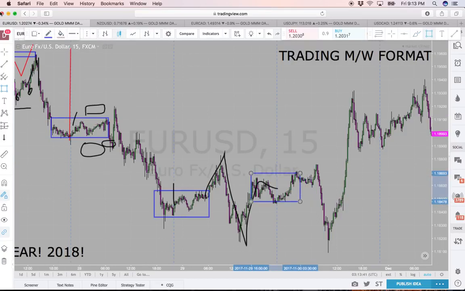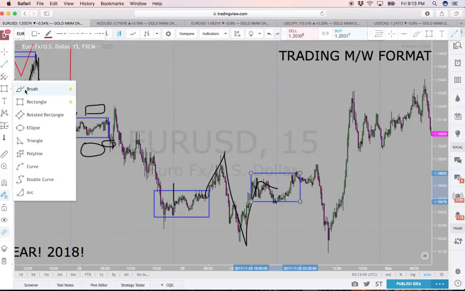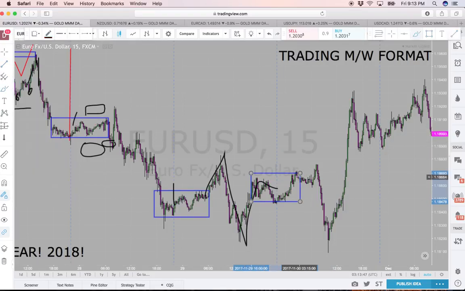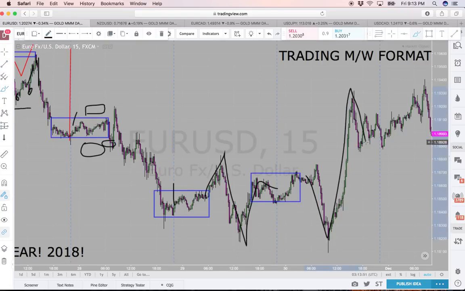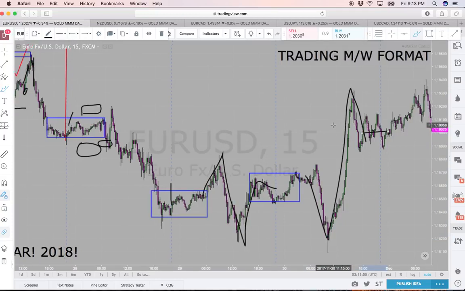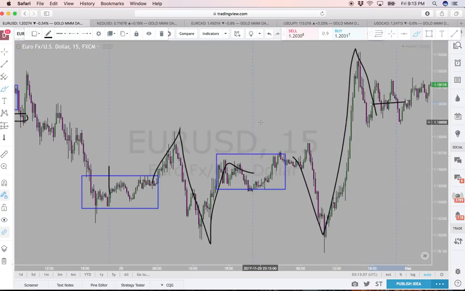Consolidation. Asian session, hit stops down, come up, consolidation. So it's really the same structure being played over and over. You just have to realize that it's all about the consolidation, where the trapped orders are.